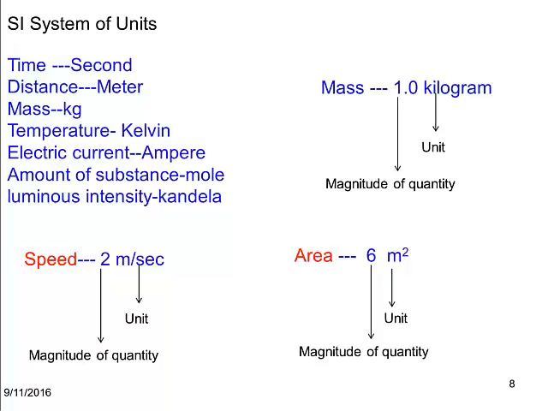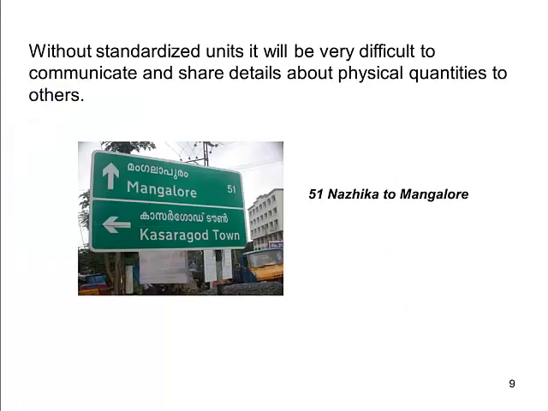Without standardized units it will be very difficult to communicate and share details about physical quantities to others. For example, imagine that you are in a foreign country and want to go to the park. You see a board that tells you that the park is 51 Nazca away. Would you be able to figure out whether you would be able to walk there, or would you have to take a cab? Mostly not, unless you know the relation between Nazca and miles, the unit that you are familiar with. Now you have to do unit conversion, which will be covered in the next video.